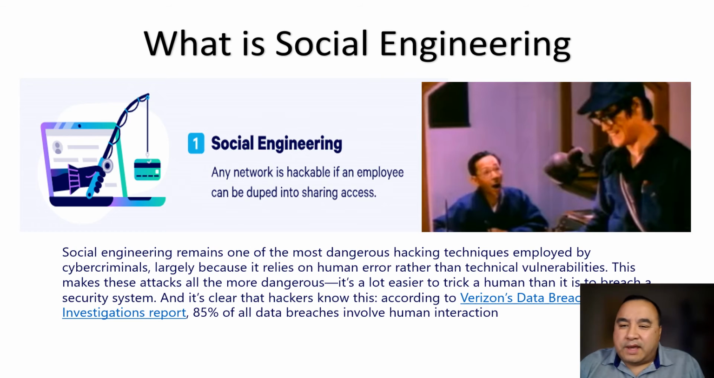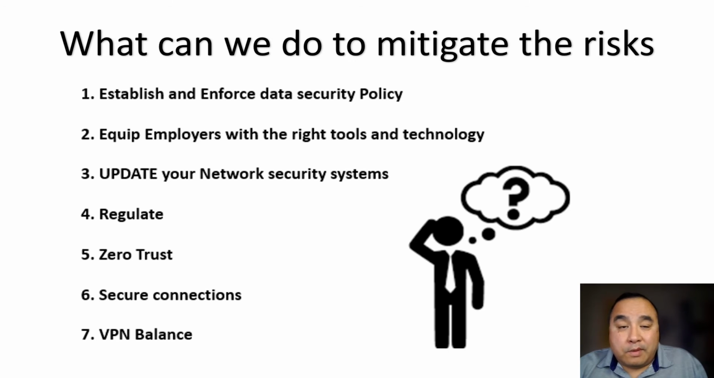According to the Verizon data breach investigation, 85% of all breaches involve some type of human interaction, and it doesn't have to be physical. It can also be through the telephone or through text messages. So that's social engineering. So how can we mitigate these risks?